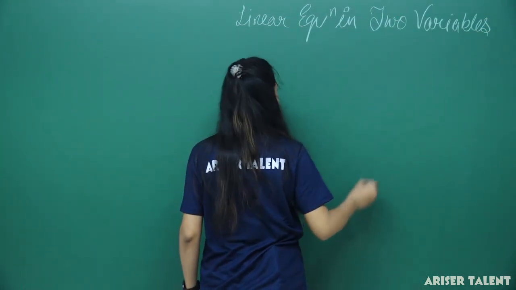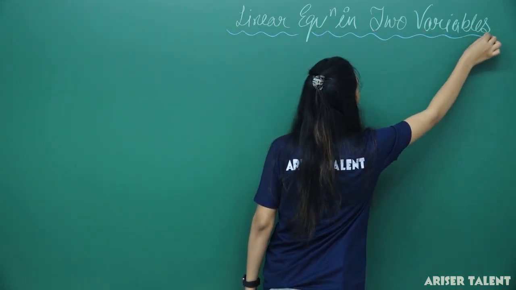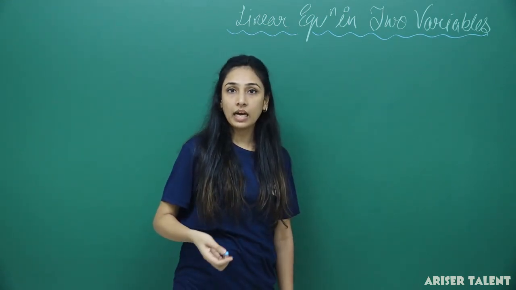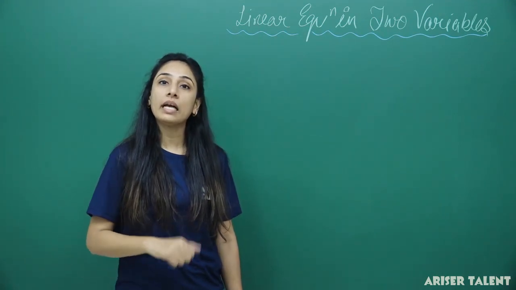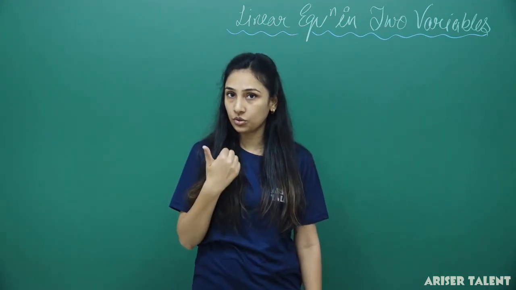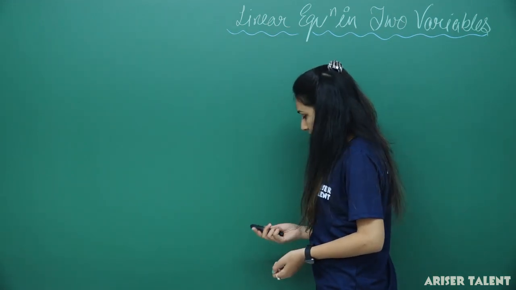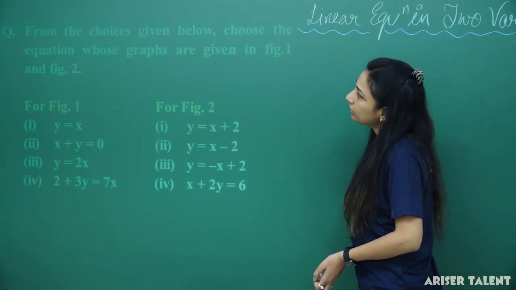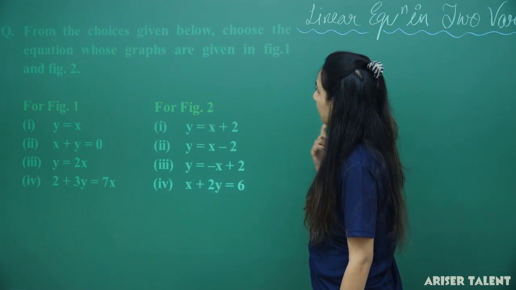And students, as you know, we have covered all the complete theory parts, all basic parts, and we were doing some questions. We have covered the graph questions plus the language questions. So the next question is: from the choice given below, choose the equation whose graphs are given in figure 1 and figure 2.